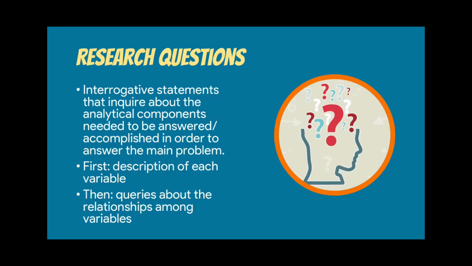The second part and the more analytic part of the statement of the problem are the research questions. So these are interrogative question form statements that inquire about the analytical components needed to be answered or accomplished in order to answer the main problem or the general statement of the problem. So first part, you should be able to describe each variable that you are including in your study, that you placed in your conceptual schema from earlier, and then you should be able to ask queries about the relationship among the variables, right? So let's see how we are going to do that.